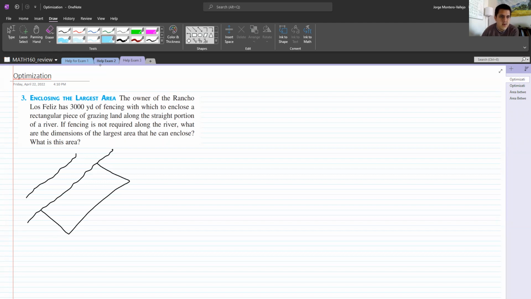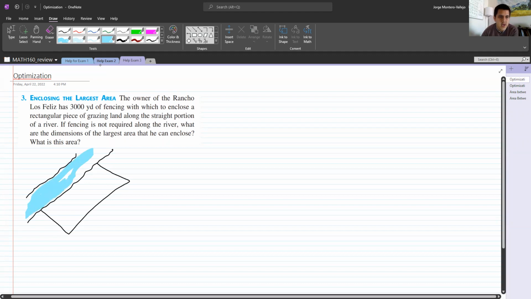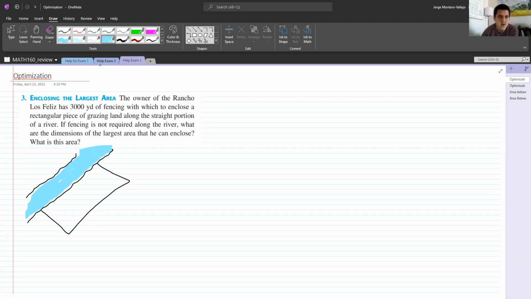Okay, so this is the river, right? That side of the rectangle doesn't need a fence. Okay, let's see. All right, so remember that whenever we are doing a problem of this kind, we want to go through some steps. Well, the steps that I gave you before are suggested steps, right? They keep the whole process organized. And I want to do that, right? We want to keep things organized so that we can then go back and make sure that we didn't make mistakes anywhere and so on.